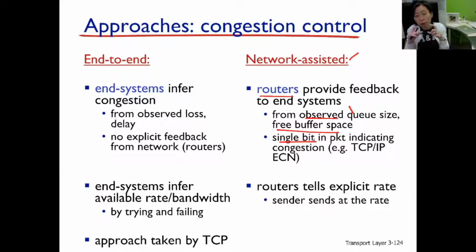There are special bits inside the packets. When these packets travel through a router, and the router is so busy, the queue size is so big, or the free buffer space is so small, these bits get turned on. And when the packets arrive at the receiver, the receiver can check these bits and then inform the source of the data, the sources of the packets.